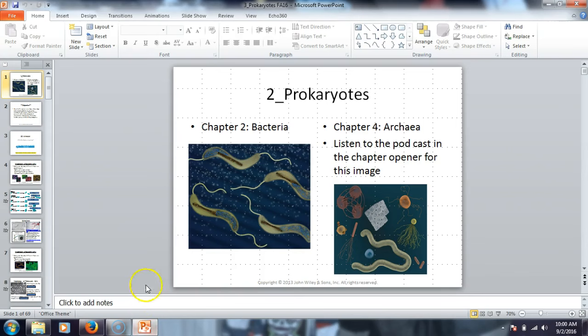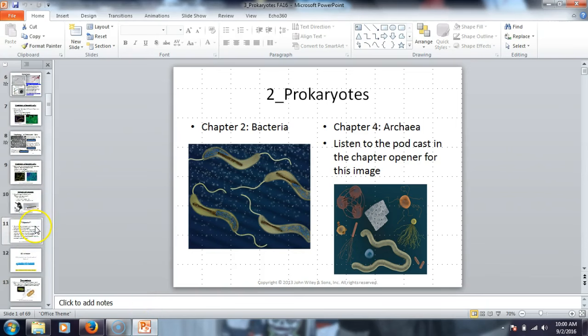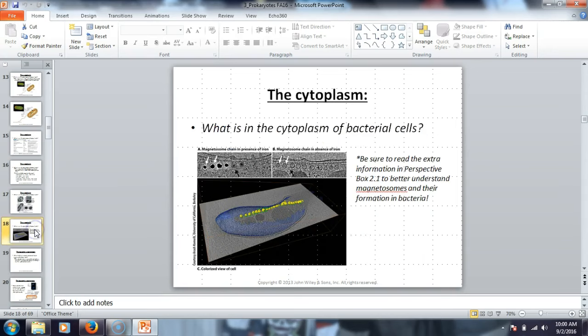So let's see, we're continuing on prokaryotes, and we had just finished with magnetosomes, right? That may actually be an organelle in prokaryotes, which by definition prokaryotes usually don't have organelles, right? Only eukaryotes do.